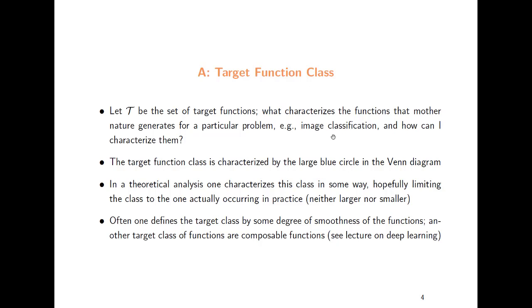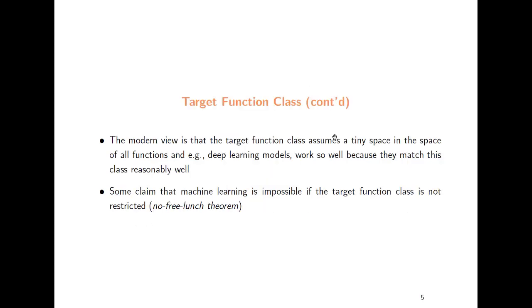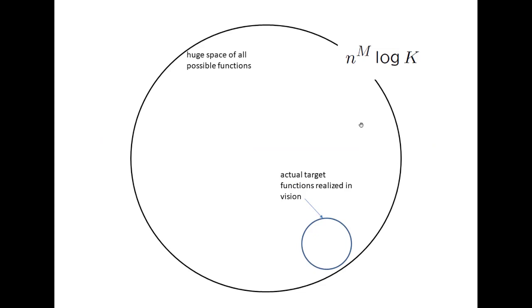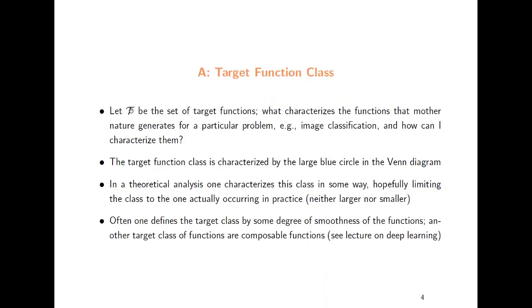So this is maybe the situation. This is this huge space of all possible functions, and a number we can derive would be this n to the power of m times log k, and these are the functions which are actually realized by nature for a certain problem. So this T, this calligraphic T, is the set of target functions, and they are smaller than all possible functions.